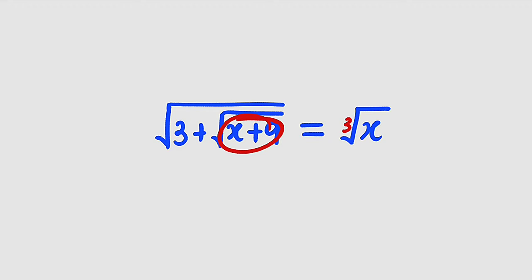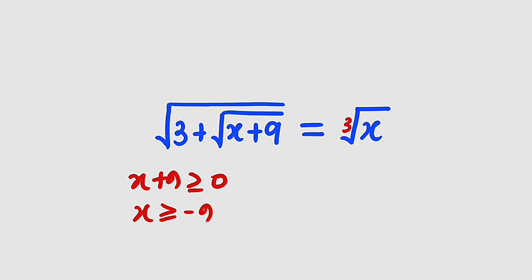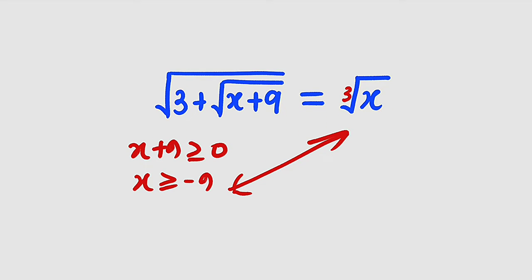So this one has to be what? Greater or equal to 0. That is, x plus 9 will have to be greater or equal to 0. That is, x greater or equal to negative 9. So if you combine the two together, it implies that we have to get a number which is greater or equal to negative 9. Let's get started.